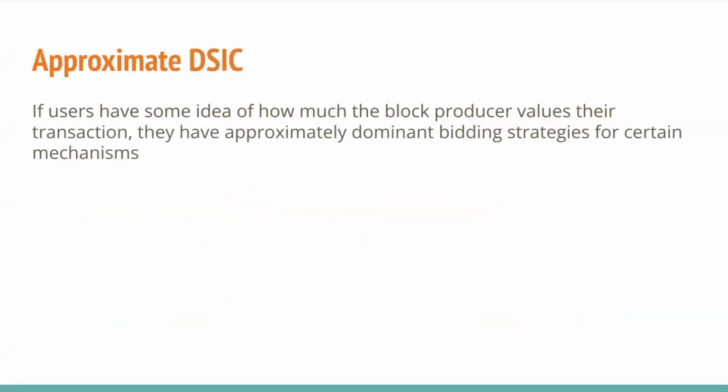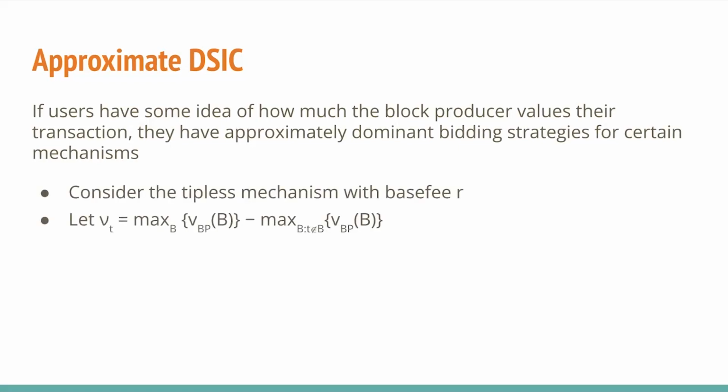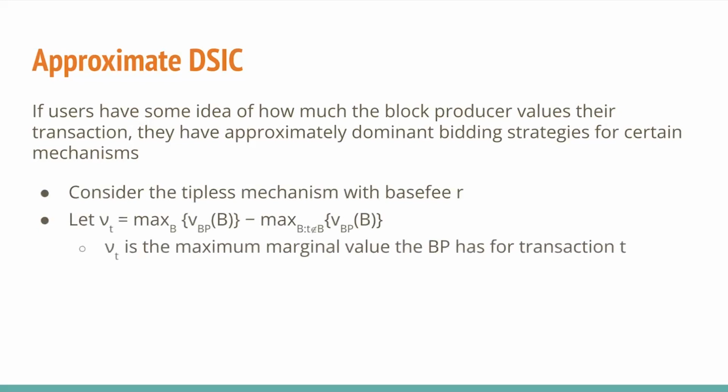Now that we've shown that things are impossible in this fully general setting, one thing we might want to know is how we can get around it. And one thing that we can do is the notion of approximate DSIC. Getting to Mahinda's point earlier, if users do know some of their actual value the block user has for their transaction, we can have approximately dominant bidding strategies for certain mechanisms. And so in particular, we're going to go back to this tipless mechanism. So consider the tipless mechanism with the space VR and define this nu t as being the maximum value the block user has for any block minus the maximum value over blocks where this transaction is not included.